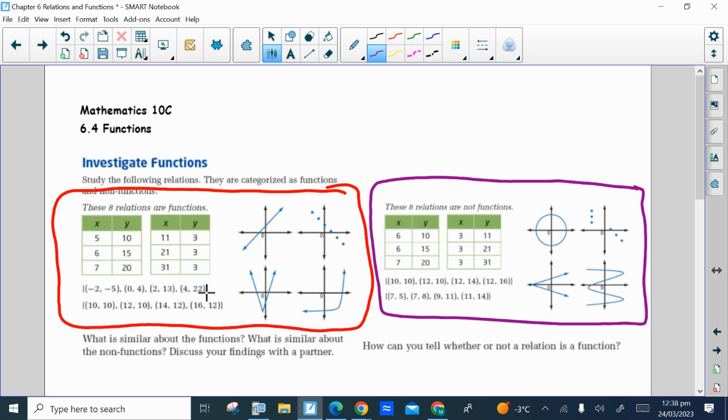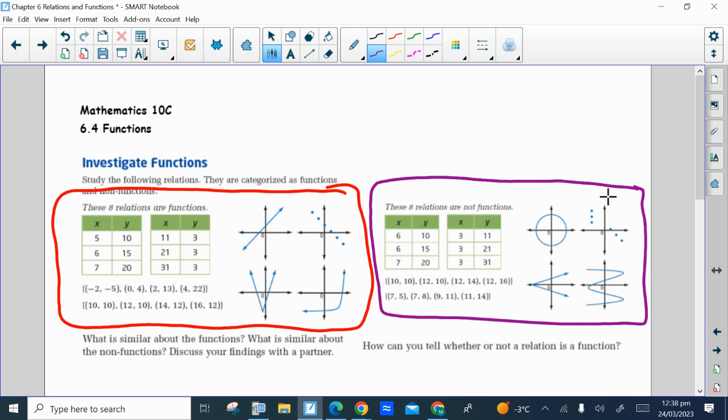Same thing with the set of ordered pairs. All the x values are different. Second ordered pair, all the x values are different. Again, it doesn't matter that some of the y values repeat. It's the x values you're looking at. When you look at the graphs, once again, all the x values are different because there is no spot where any points line up vertically. All the x values are different.